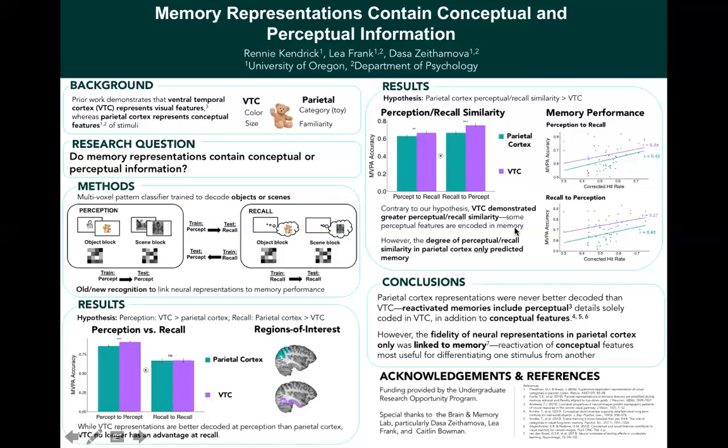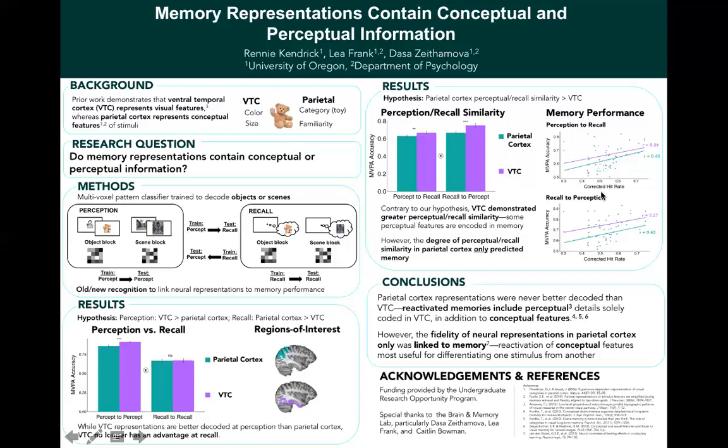Finally, as a follow-up analysis, I was interested in seeing how the degree of similarity of representations linked to behavior in each of these brain regions. I used results from an old new memory recognition test participants completed after being scanned. In these figures, we have classifier accuracy on the y-axis, my proxy for similarity of representations, and corrected hit rate on the x-axis, reflecting the participants' memory performance.